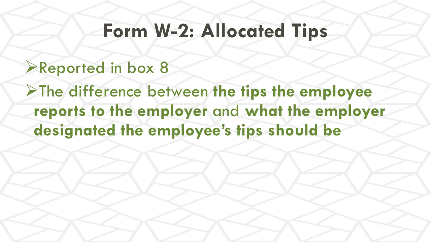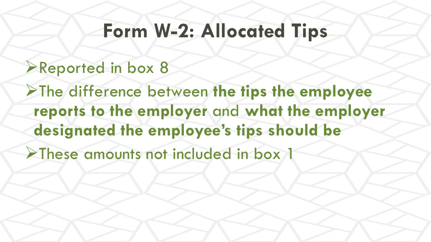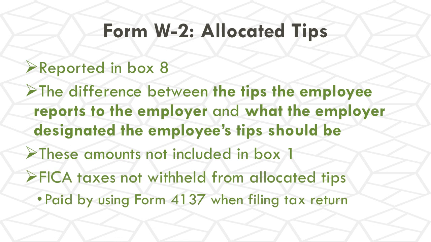So the reason that these are separated out from box 1 wages is because FICA taxes have not been withheld from allocated tips. FICA taxes must be paid on this additional amount when filing a federal income tax return. We're going to discuss how these taxes are reconciled in a later training, but there's an additional form that has to be filled out when filing the return to pay those taxes.